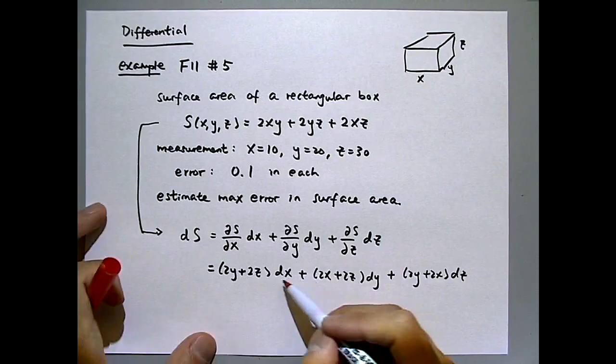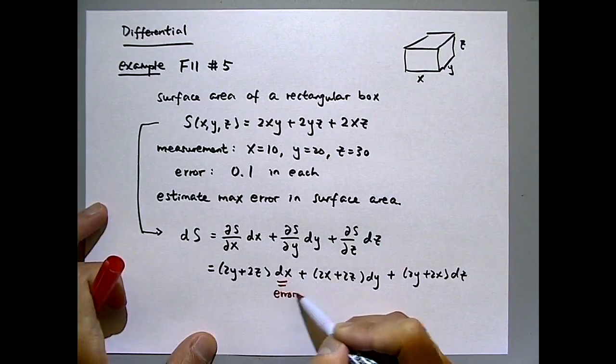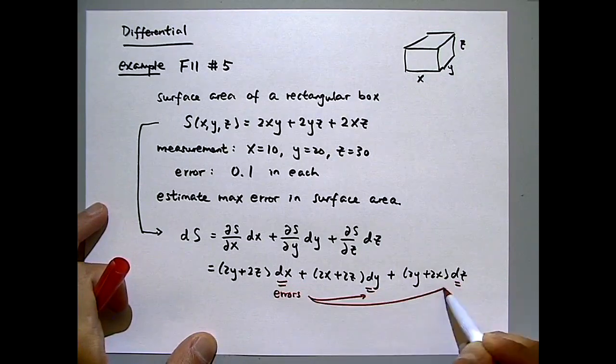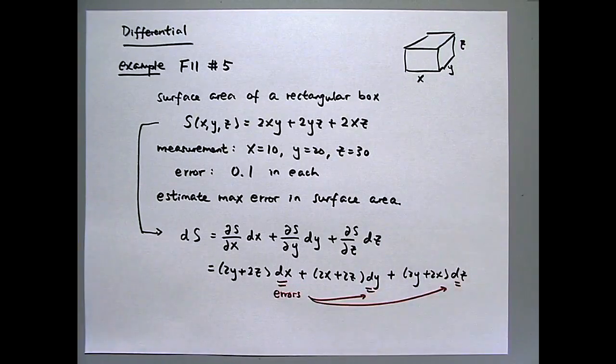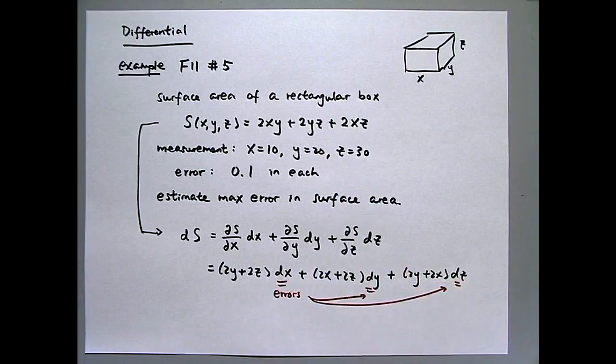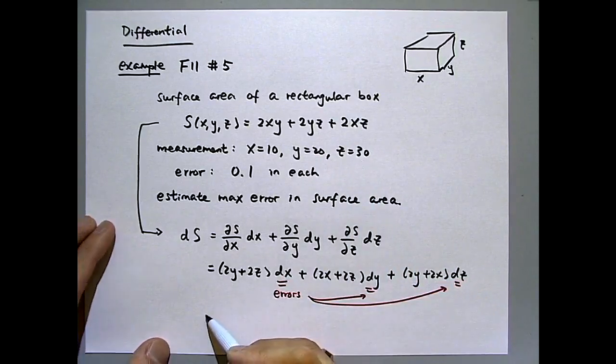And remember, these d's are our errors. The variables without a d attached to them, in this context, are what we think they are. We measured y to be 20, we measured z to be 30, for example. So these are what we think they are. The d's are the errors that we know are included.